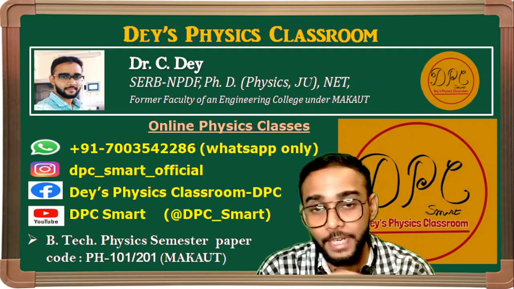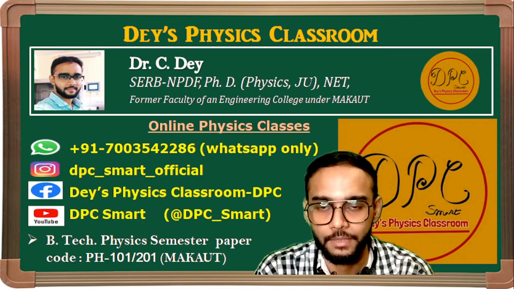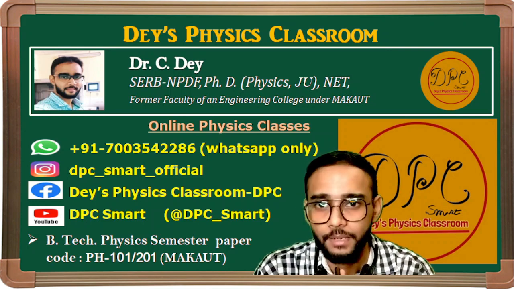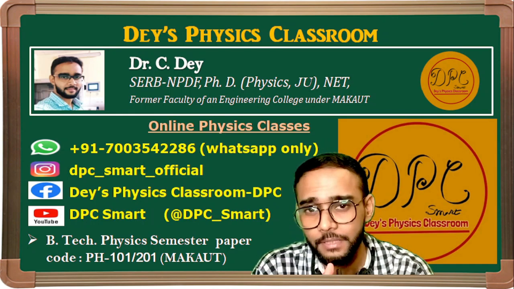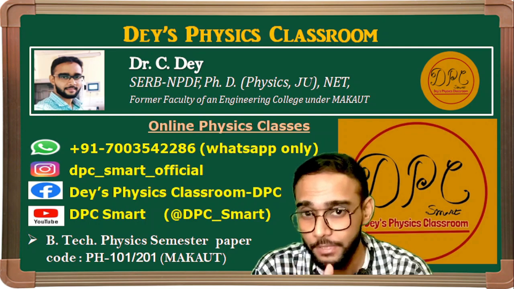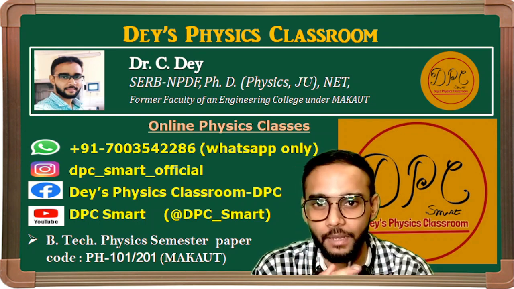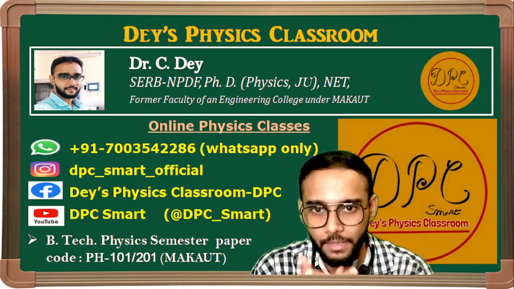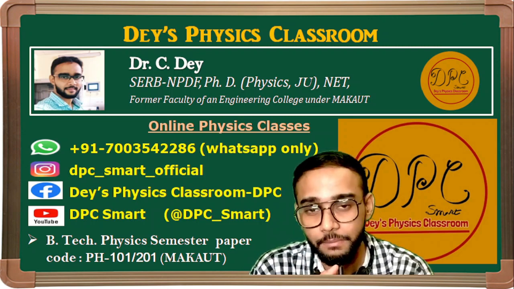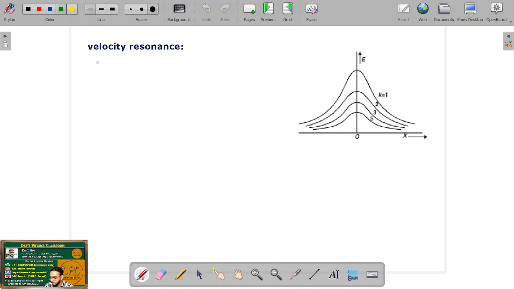Now in case of velocity resonance, that is the second type of resonance in forced vibration, what happens is the velocity becomes maximum in case of resonance. That means velocity maximum means kinetic energy would be maximum. The kinetic energy as well as velocity of the oscillating system becomes maximum. Now we will calculate the expression for velocity resonance.